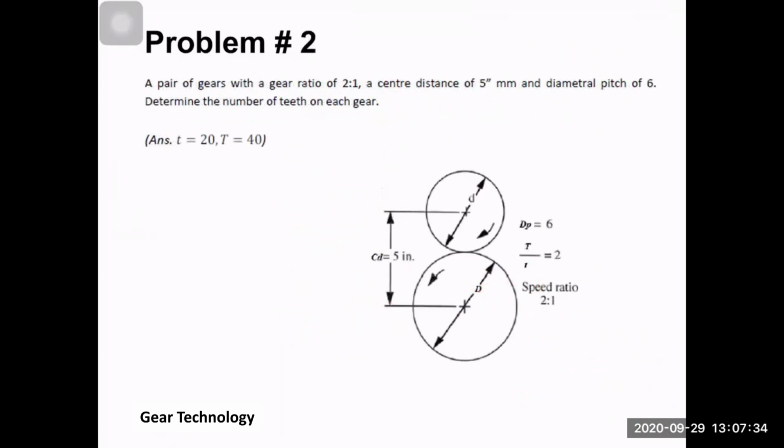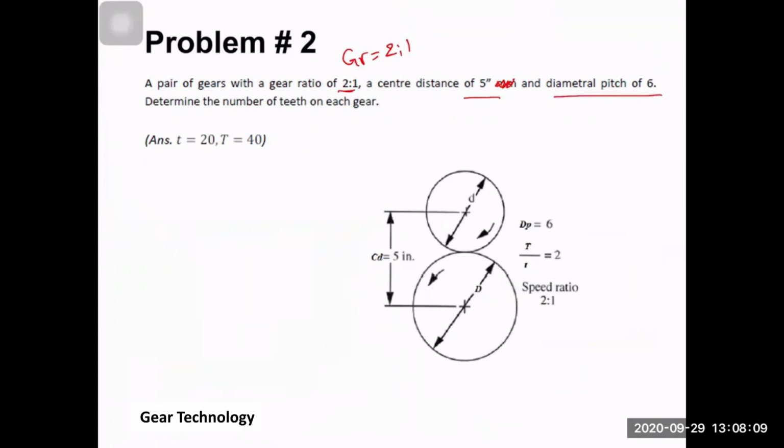Second problem that you see here, we have a pair of gears with a gear ratio of 2 to 1. So the gear ratio here is 2 to 1, or 2. We have a center distance of 5 inch, okay? And then we have a diametral pitch of 6.